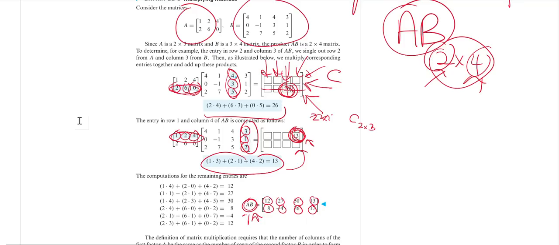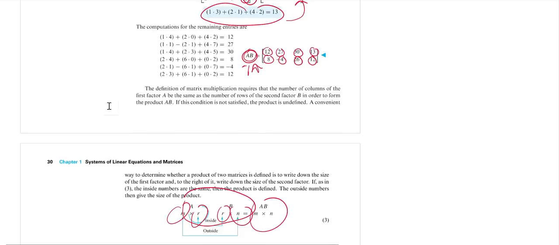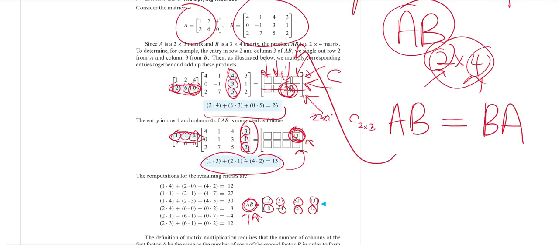Okay, so right here is basically a summary of what I just told you. If you want to multiply 2 matrices, make sure the inner numbers match, and then the outer numbers give you the size of the resultant product. Now from here, you can probably see that in general, your matrix multiplication AB might not be the same as BA. Let's look at this example.